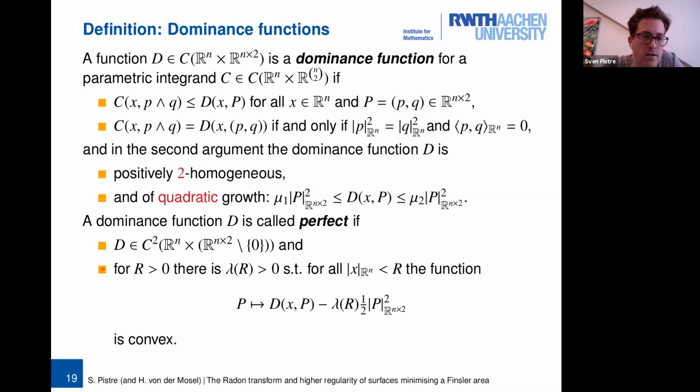The second condition is this local ellipticity condition here at the bottom. For every radius r, there is a constant lambda such that if you take the dominance function and subtract a sufficient multiple of the square norm, then this is a convex function on the ball of radius r. Now the question is, when do such perfect dominance functions exist?